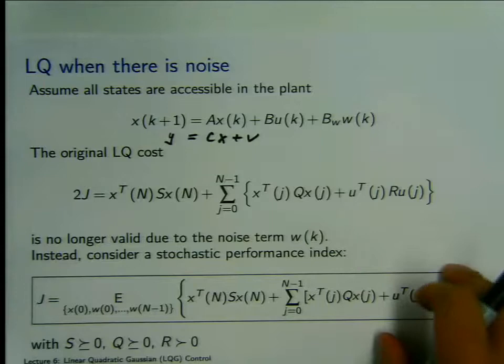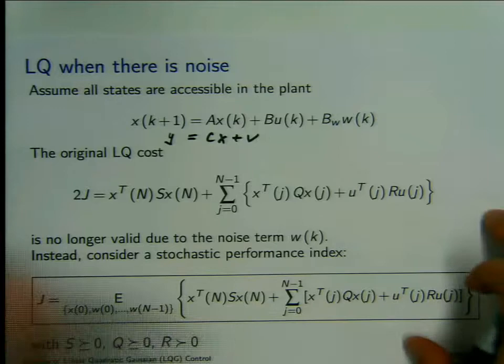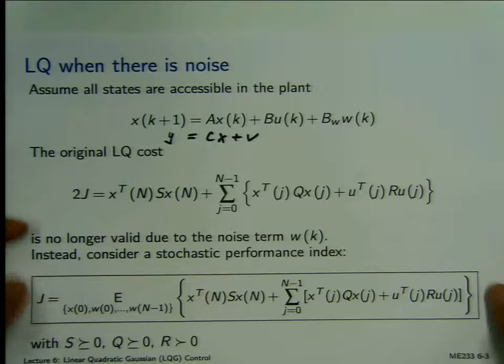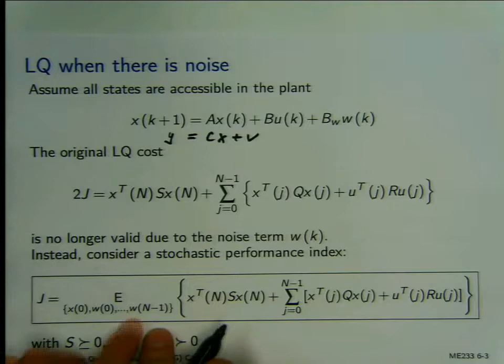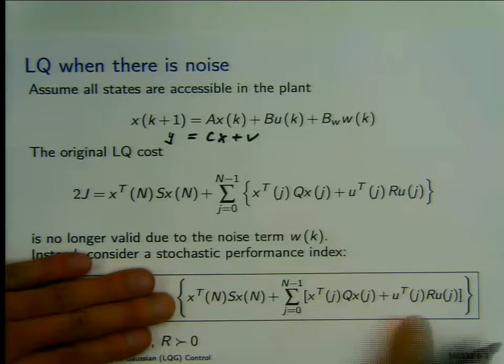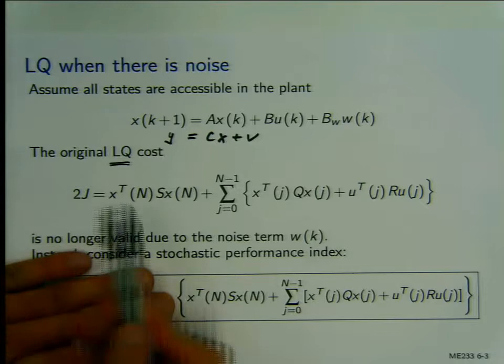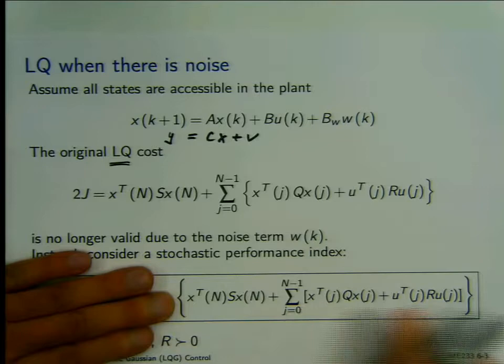I mentioned LQG is optimal in the sense of minimizing some performance index. Here is the performance index for a special type of LQG problem. If you ignore the first part, you see inside, this is exactly the structure of a standard LQ problem, if you recall. It has a terminal cost and then a cost along the trajectory. They are quadratic costs.